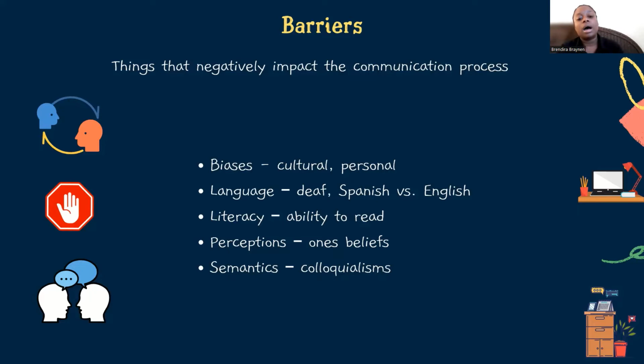These barriers are things like biases. If there's a personal bias against somebody that's speaking to you, it's going to be difficult to receive that information. And so communication is stopped, it's blocked. There can also be language barriers. Imagine trying to speak to somebody that speaks a different language and doesn't know English. They're not going to understand what you're saying, and you're not going to properly communicate.